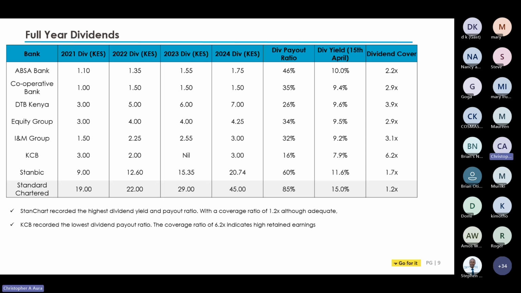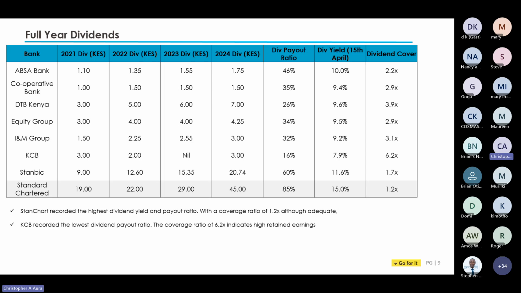And in terms of the largest dividend payers, Standard Chartered is the king here. For their full year 2024, they paid 45 Kenya shillings per share. That's around 85% dividend payout. So from the income they earned, the net income, they paid 85% to their shareholders. Stanbic has also been good in dividend payments, while Absa Bank also.